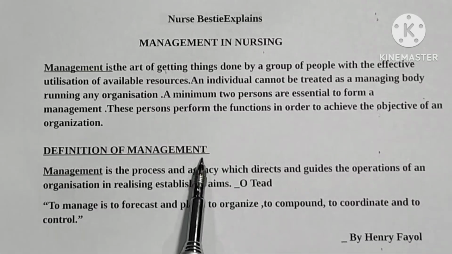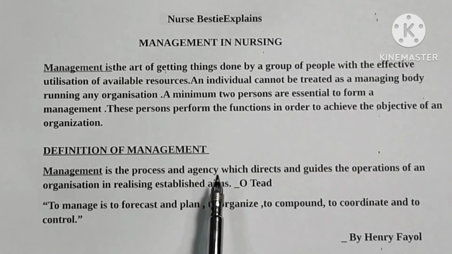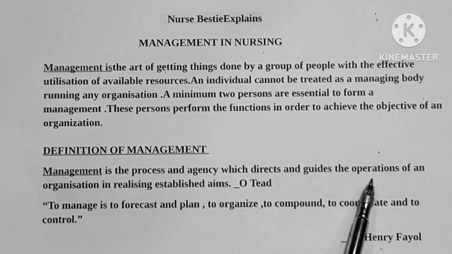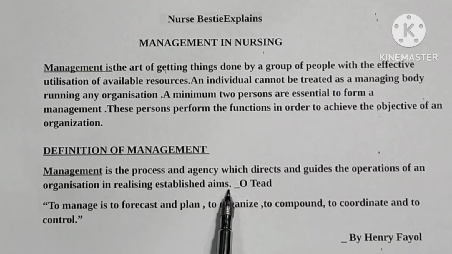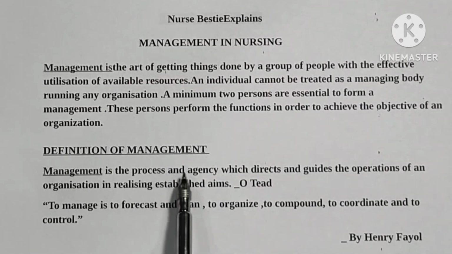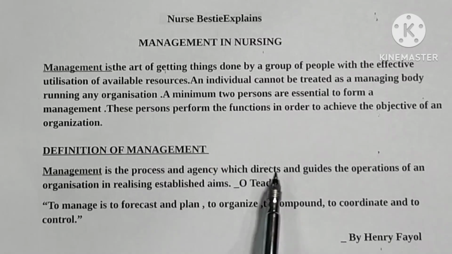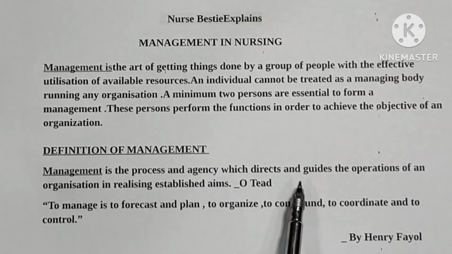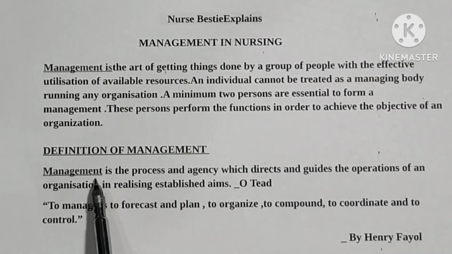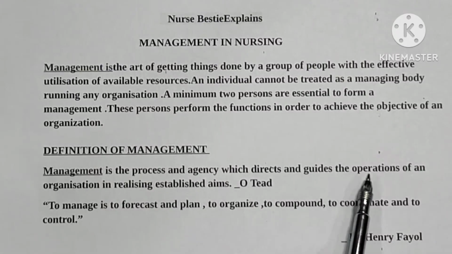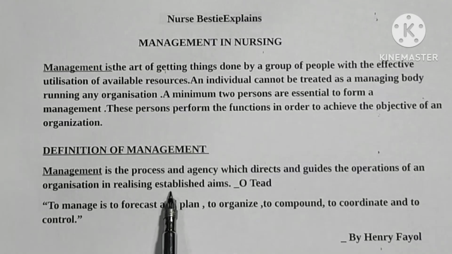If you see the definition of management, management is the process and agency which directs and guides the operations of an organization in realizing established aims. So management is the process and agency. It is a body, or a process, which directs and guides how to run a hospital and how to allot work to the subordinates. All that guidance will be given in the management. It guides the operations of an organization in realizing established aims.